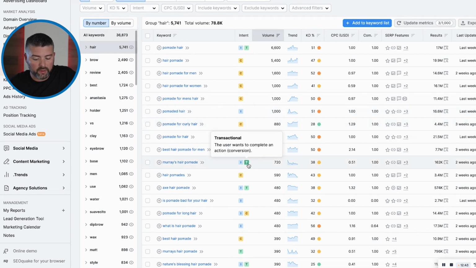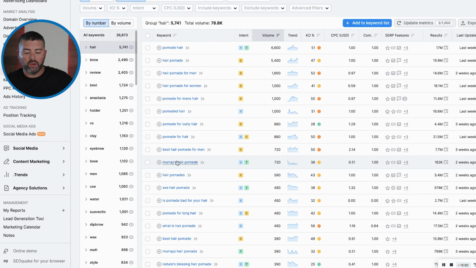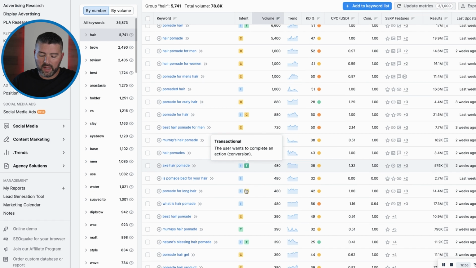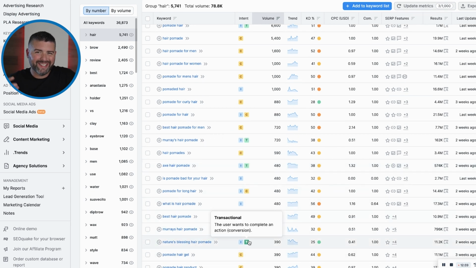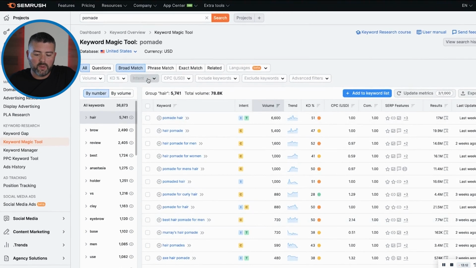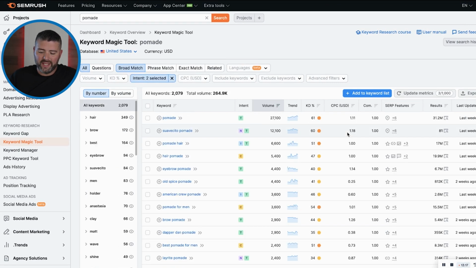If you look down a little further, Murray's hair pomade, we have a branded search term. They are looking for Murray's hair pomade, and it is transactional, Axe hair pomade. Anytime we're going to see a branded search, most likely you're going to have a transaction associated with that. So we want to focus on commercial. So what we're going to do is go into commercial and transactional and group them into this. So we still have 265,000 people every single month searching for pomade in some variation.